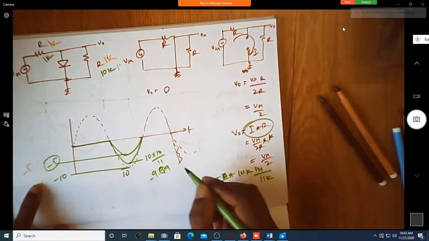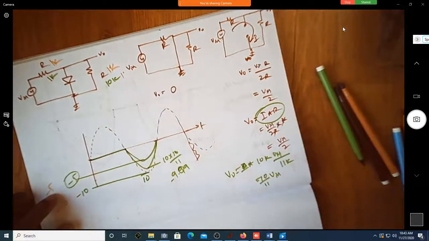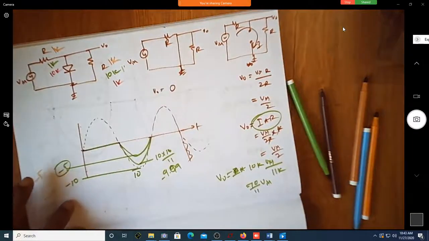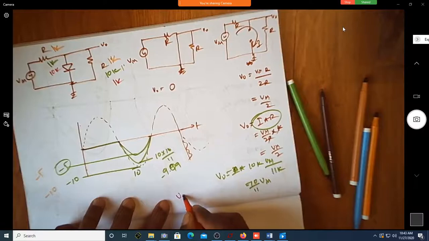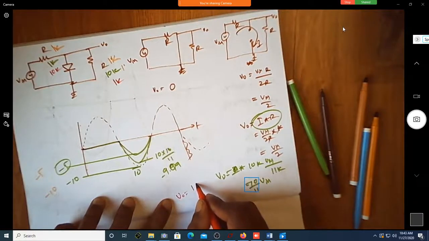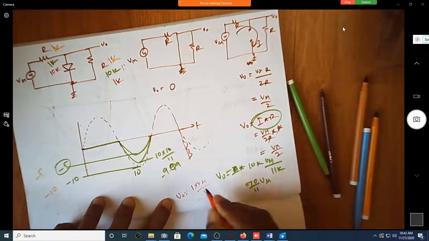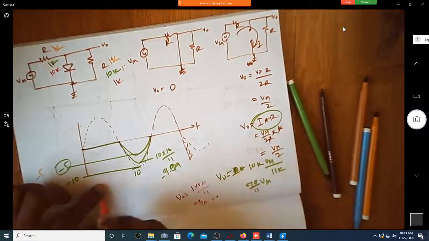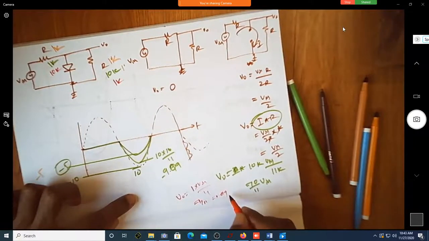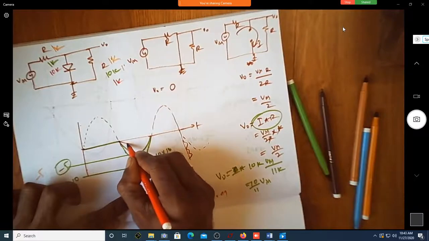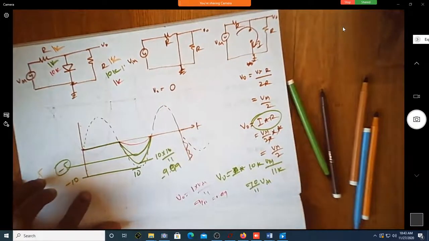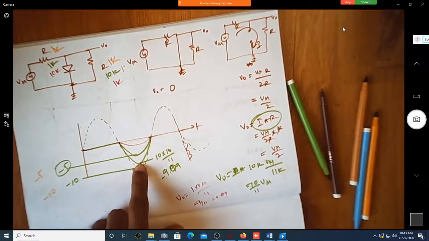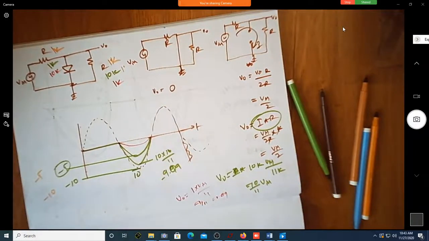Correct? Yes, sir. Suppose if I reverse it, if I make this 1k, if I make this 10k, what will happen? The same expression. So V naught will be 1 by 11 of V in. So it will be 1 by 11. How much? 1 by 11? Point 0.09. It will be less. Just a fraction of it. Here it will be 10% of it, here it will be 90%. Here it is 50%. Correct?